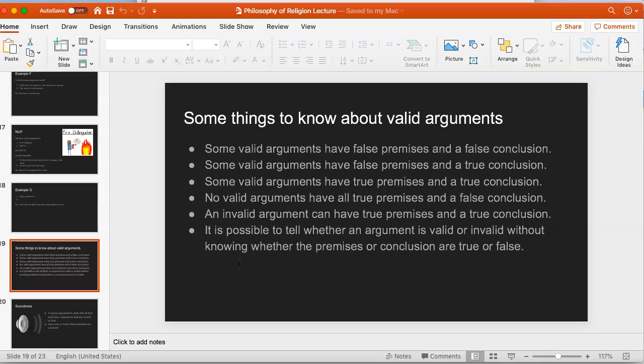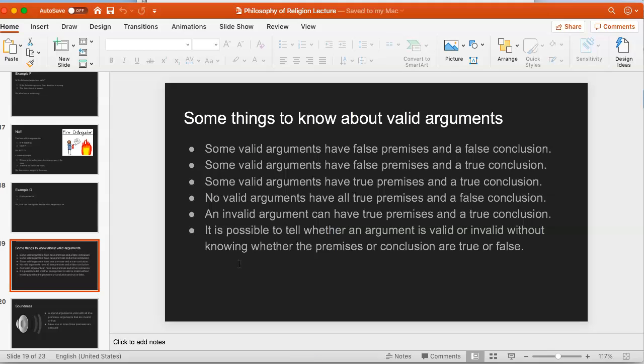Some valid arguments have false premises and a true conclusion. That's a little bit harder to come up with an example, but think about this one. Everything Trump says is true. Trump says that you are taking Philosophy 113, so you are taking Philosophy 113. This argument is valid. If the premises were true, the conclusion would be true, but presumably the premises are all false, and it has a true conclusion. Some valid arguments have true premises and a true conclusion. That's, of course, what we're looking for. The argument about the sun and the star would fit that model.